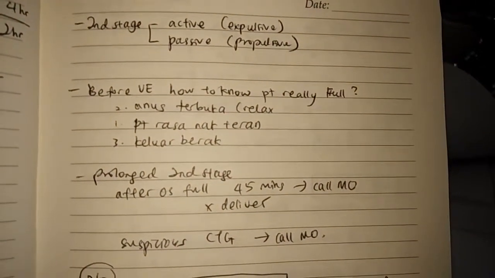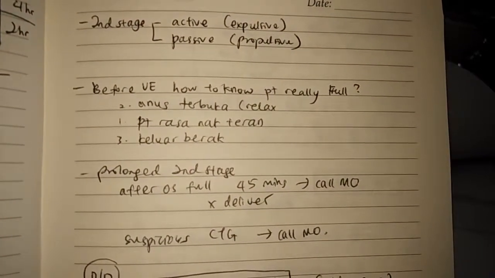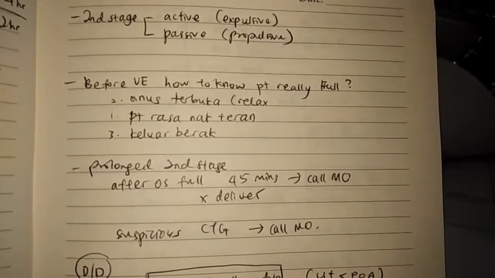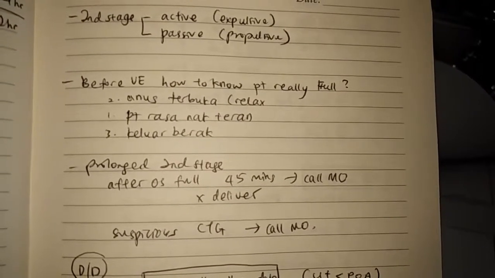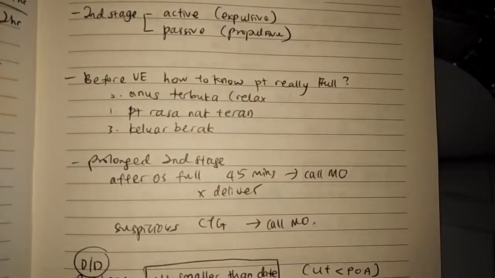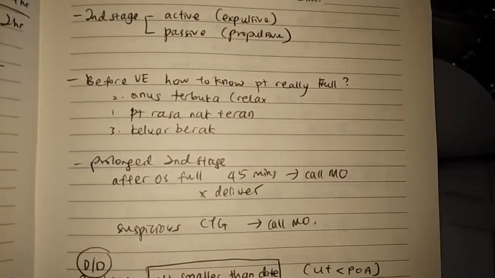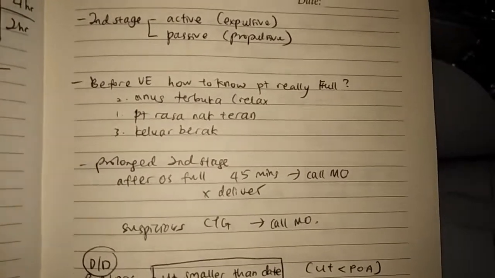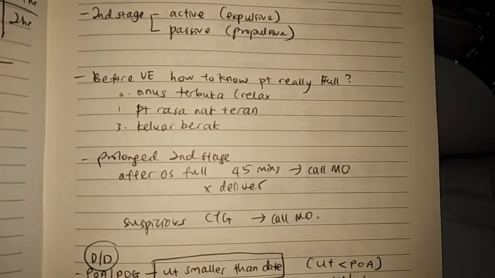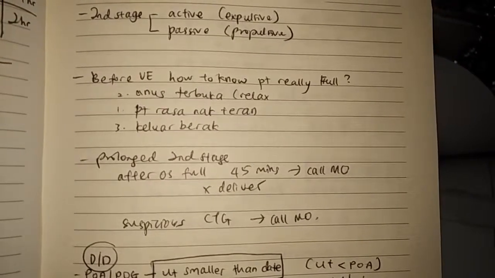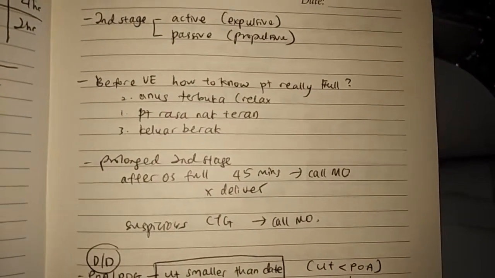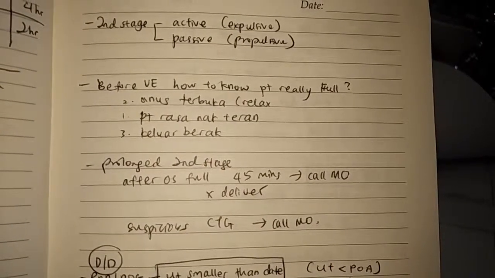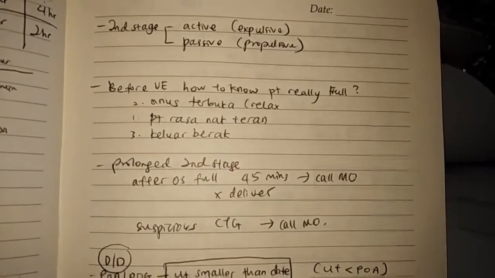The second stage can be active or passive. Active if it is expulsive, passive if it is propulsive. Before VE, how do we know that the patient is already fully dilated? It is when the patient has the urge to push, the anus is open, is already relaxed and maybe passes stool. Okay, prolonged second stage is when, after os is full, after 45 minutes they still don't deliver, so we call the MO. And also for suspicious CTG, we call the MO also.